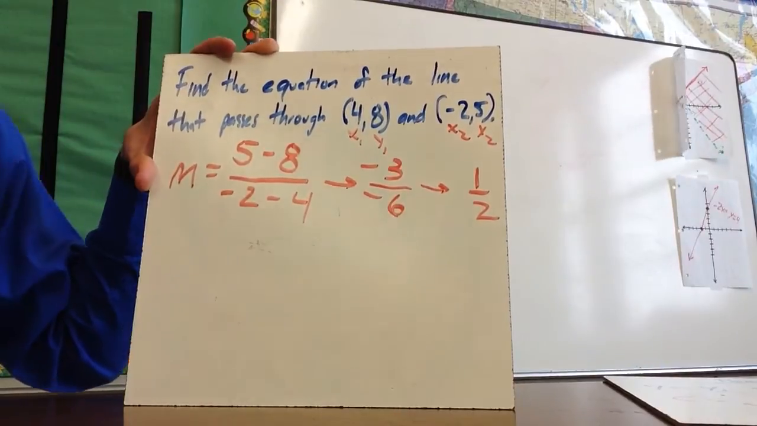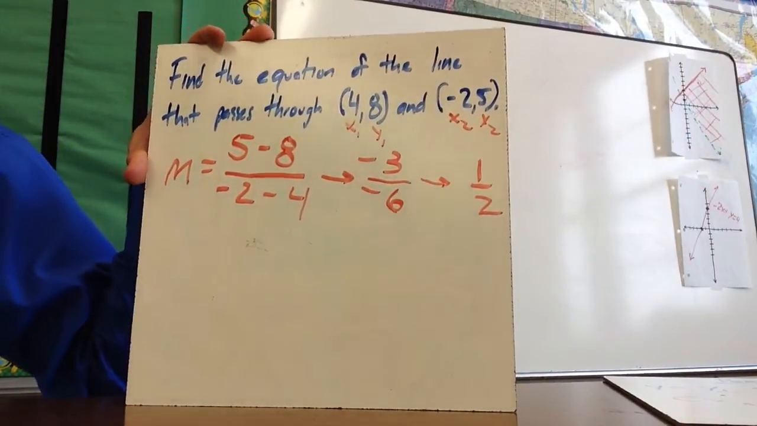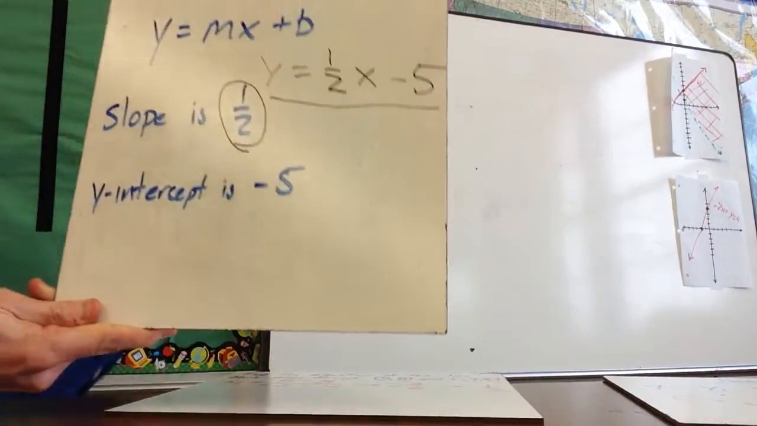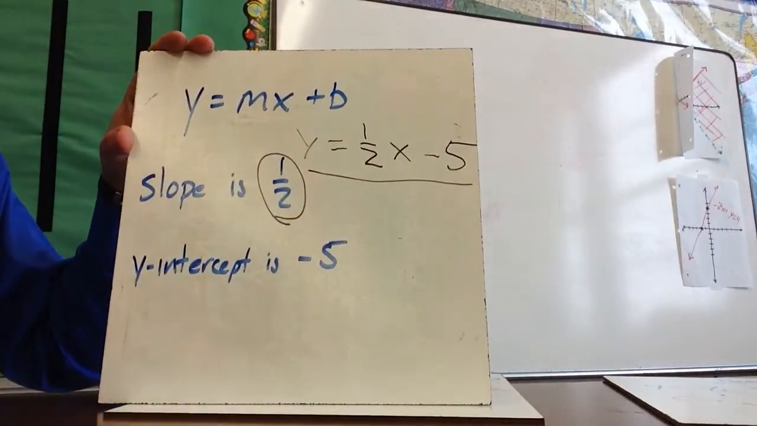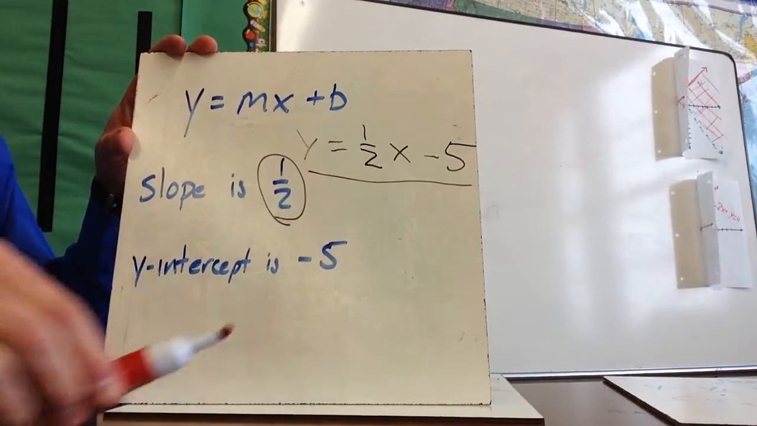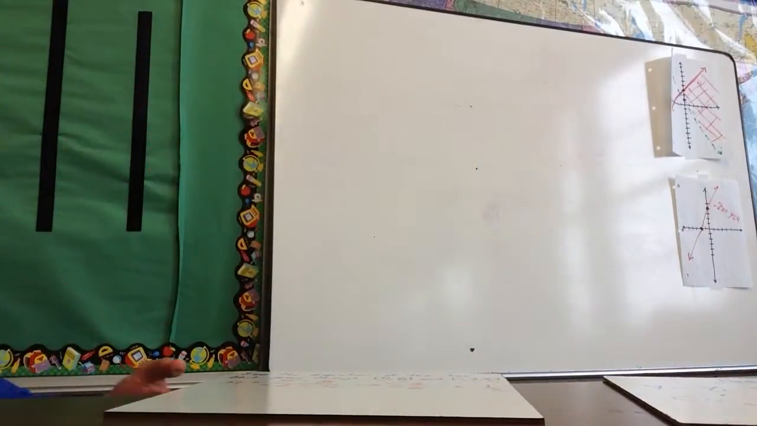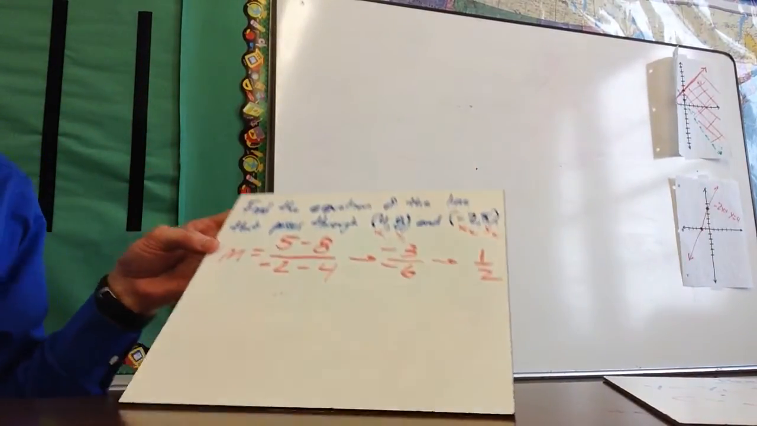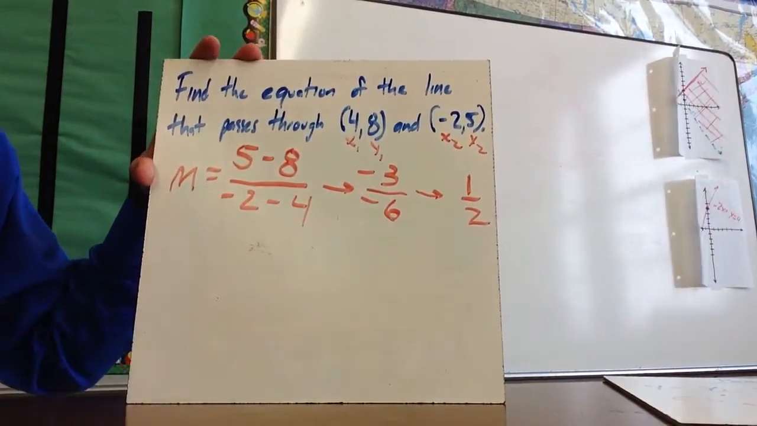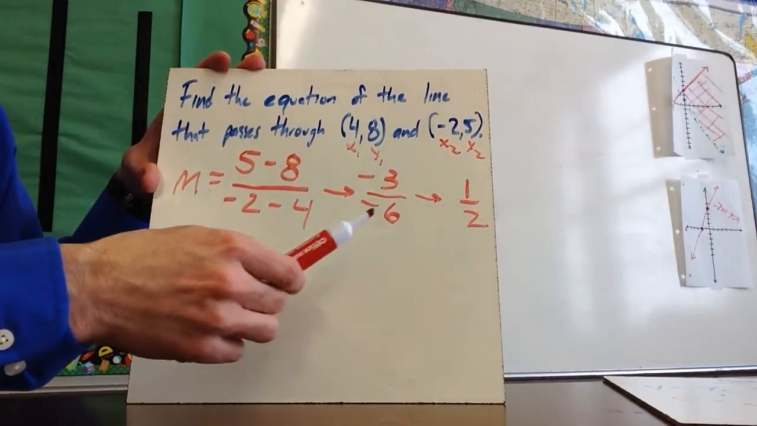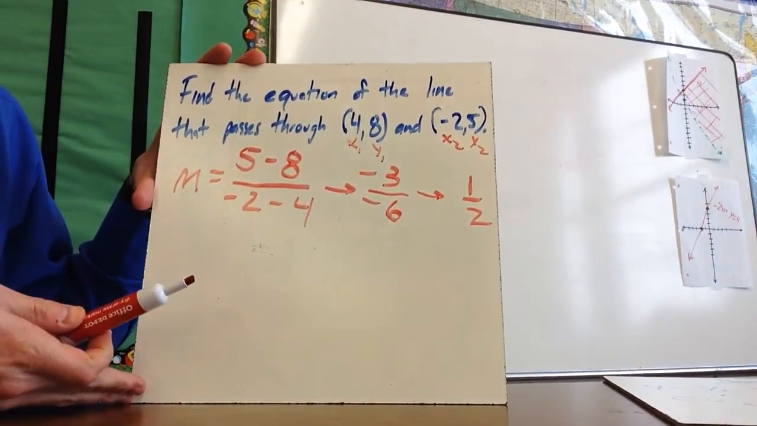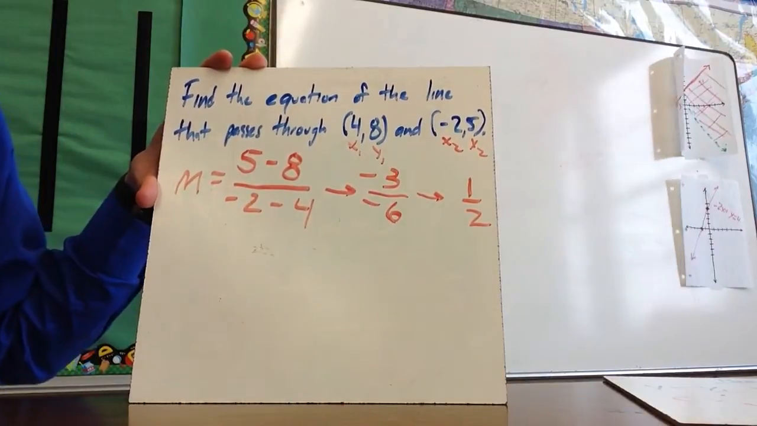My problem is, if I want to use the y equals mx plus b, I'll come back to that slide in a sec, I would have to know what b is. But I don't know what the y-intercept is. So my problem is that that form is not ideal for a situation like this one, because I would have to do a lot of work to find out what the y-intercept is.